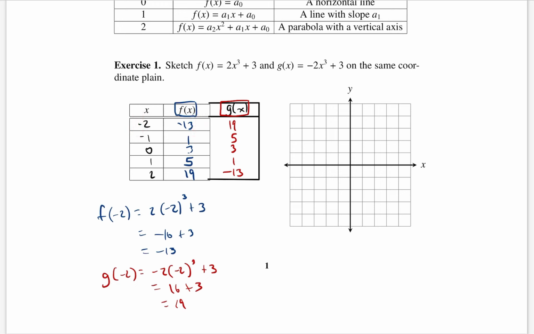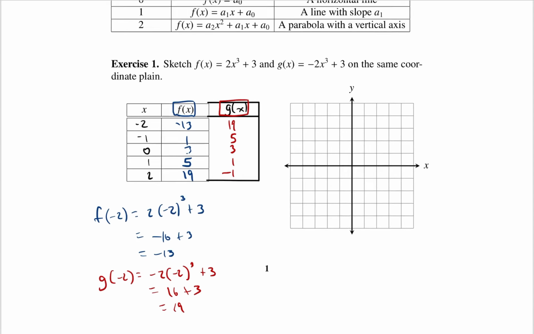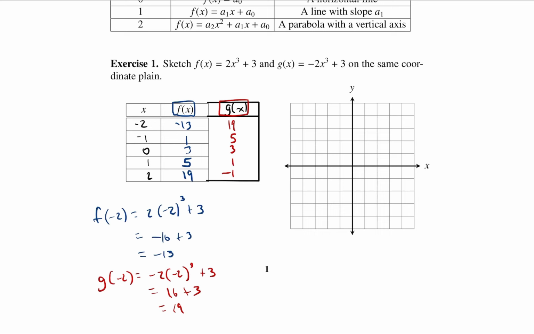We're going to have to go by 5s, 10, 15... we can go by 4s. So let's go by 4s. This would be 4, 8, 12, 16, 20. All right, so when x is negative 2, we have negative 13. So that's going to be negative 4, negative 8, negative 12, negative 16, negative 20. So negative 2, negative 13 would be down here somewhere.